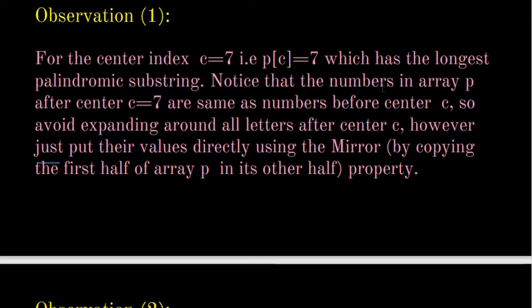Here observation 1 is written. For the center or index c equals 7, p of c equals 7, which has the longest palindromic substring. Notice that the numbers in array p after center c are the same as the numbers before center c, so we avoid expanding around all letters after center c. Instead, we just put their values directly using the mirror property, so we don't need to calculate them.